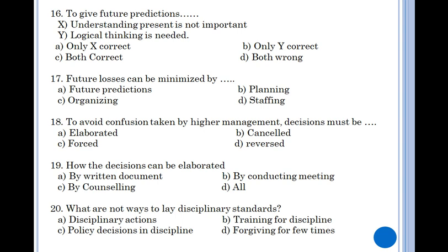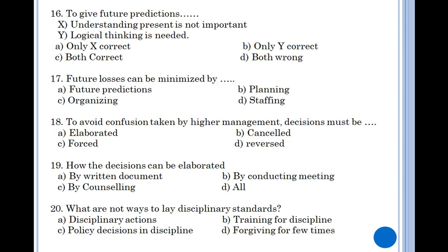Question number 18. To avoid confusion, a decision taken by the higher management must be: we have four options: A, elaborated; B, cancelled; C, forced; and D, reversed. For any decision taken by the higher management, to avoid confusion we must elaborate the decision, or we must explain the decision, or we simplify the decision. So option A is correct, that we must elaborate the decision.